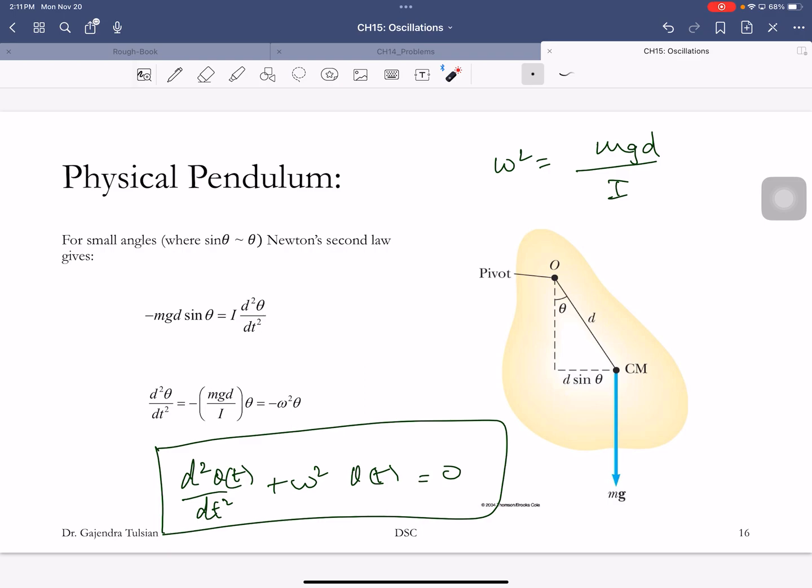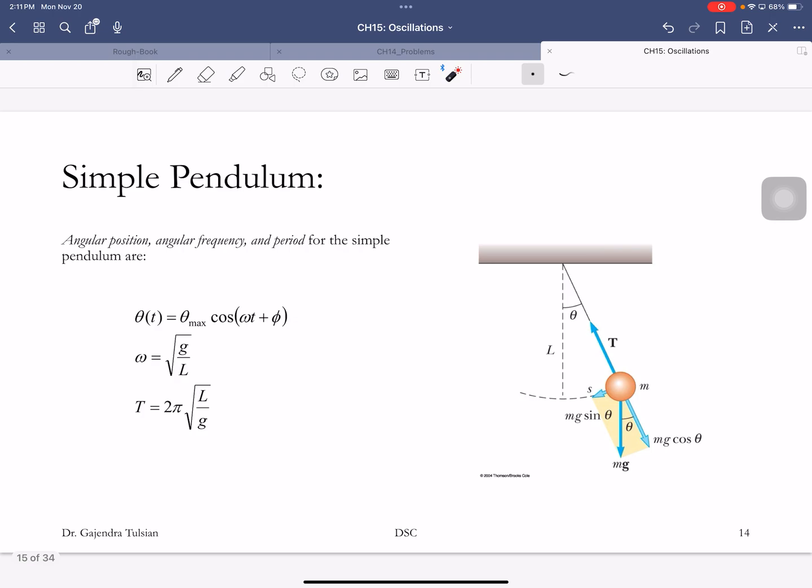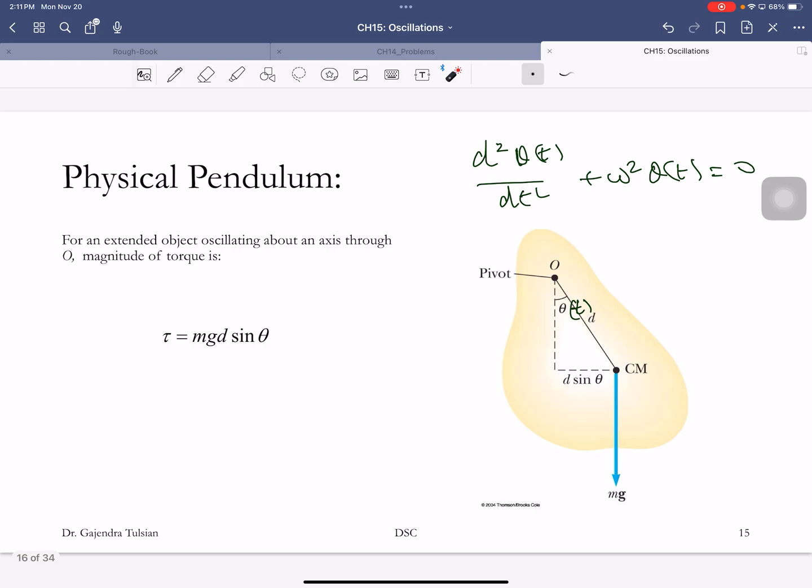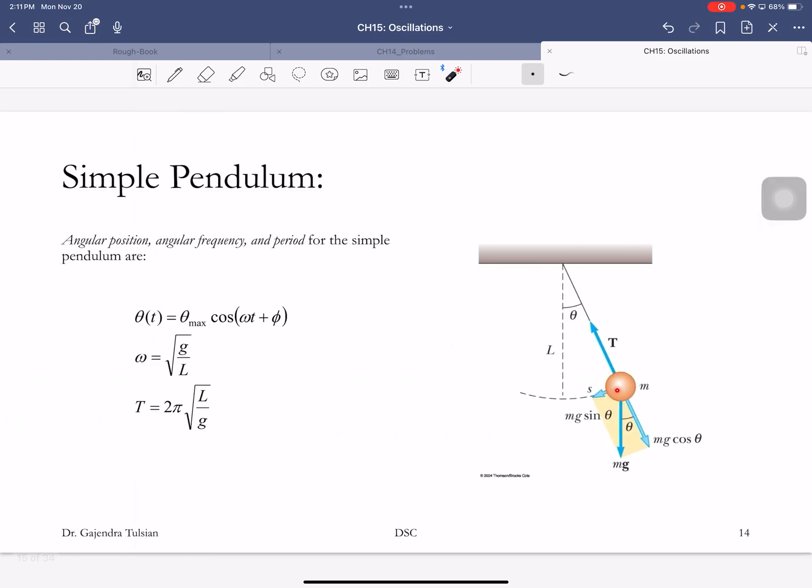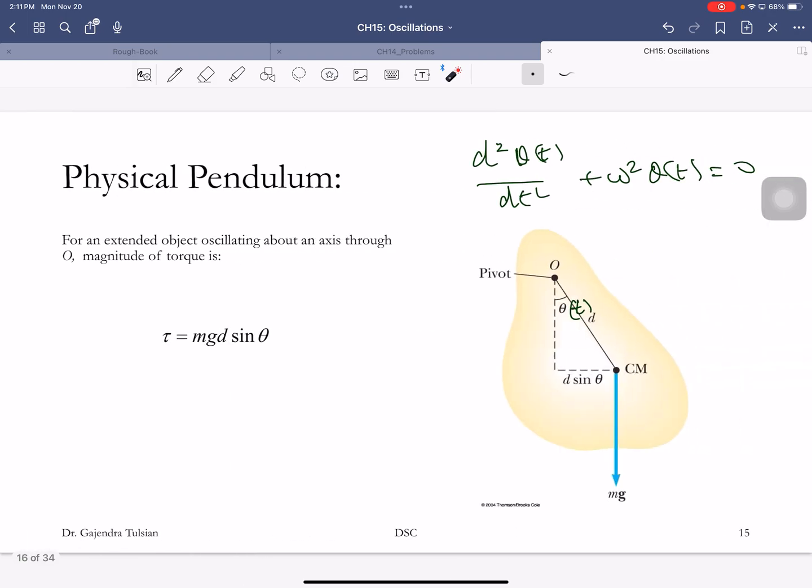What's the difference between a simple pendulum and a physical pendulum? A simple pendulum is a tiny mass hung from a long string, and this dimension is negligible compared to that. That is, the size of this is small compared to the length of the string. In a physical pendulum, the mass is spread all over.